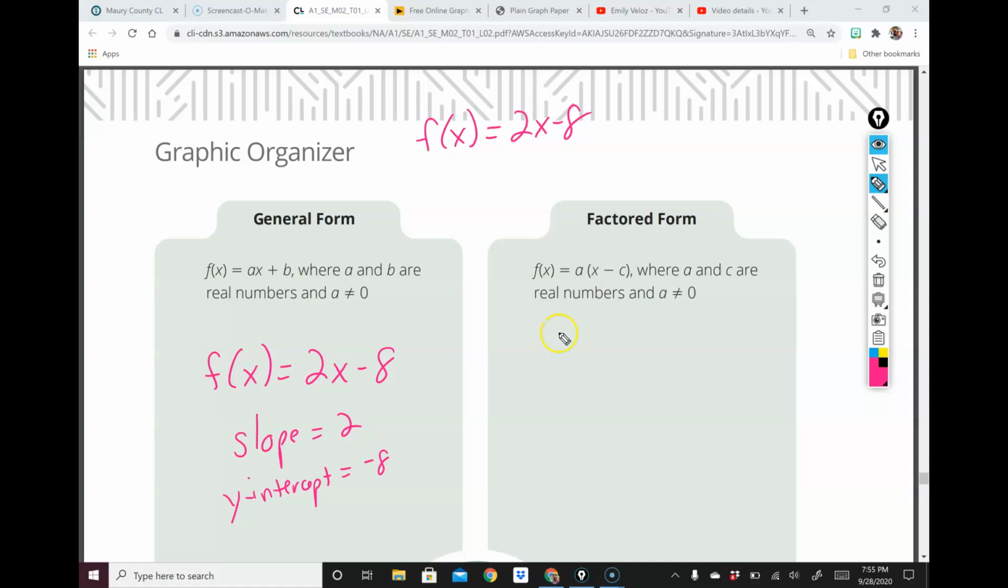Your factored form, f of x equals, we're going to pull the 2 out, which is our slope, 2 times x minus 4. So here, my slope is still 2, but what they're giving us is the x-intercept. My x-intercept is going to be 4. It's going to be the opposite of what's in the parentheses.